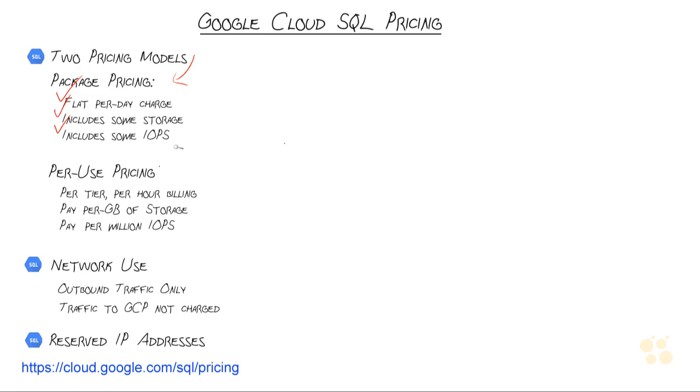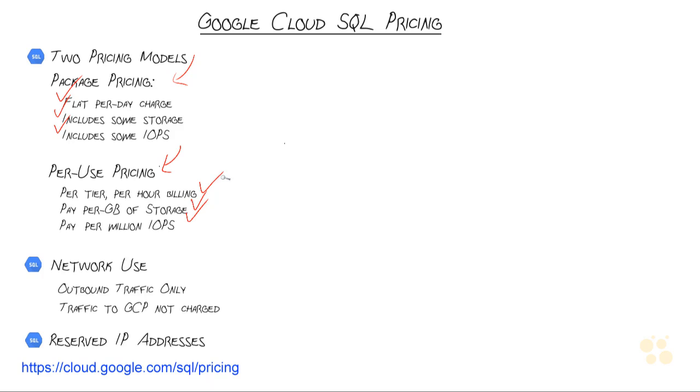When you use per use pricing, you're paying per hour billing for your tier. It's a little more expensive unless you're very minimally using your instances. If they're not being used very much and you can turn them off and shut them down, then maybe your per hour billing, your sub day billing, is going to be more cost effective for you. And in that case, you will pay per gigabyte of storage and per million IOPS.